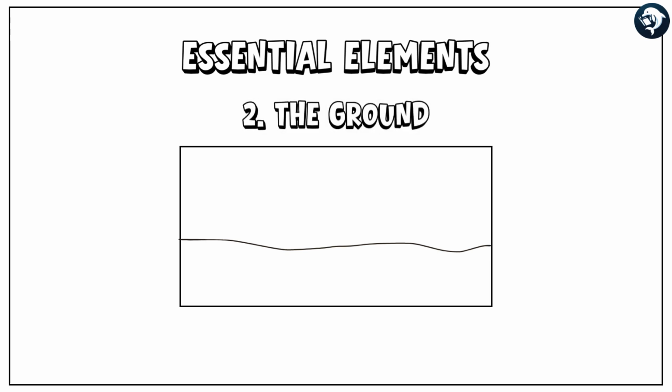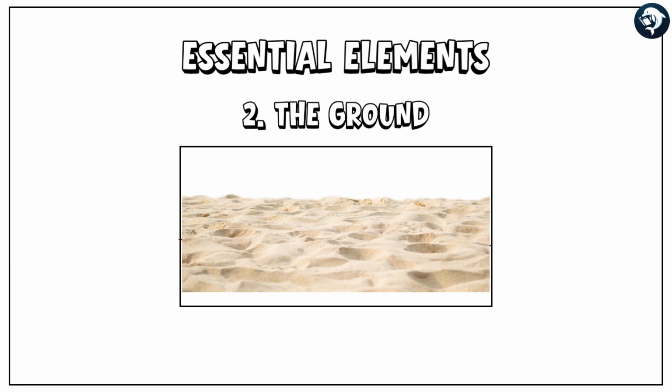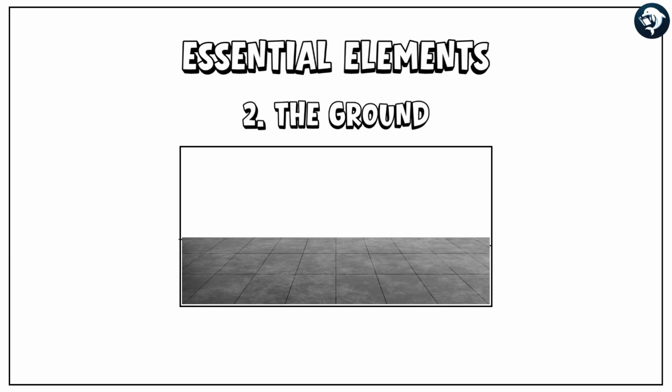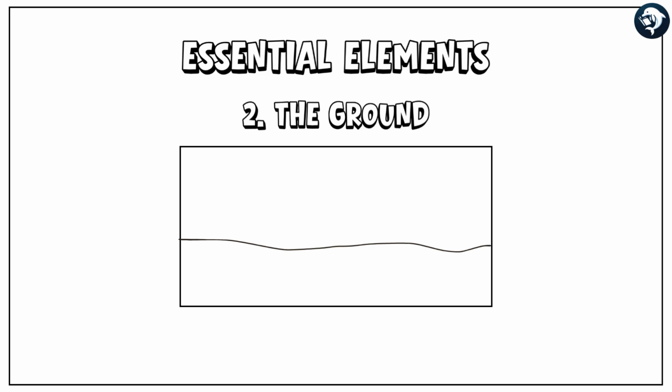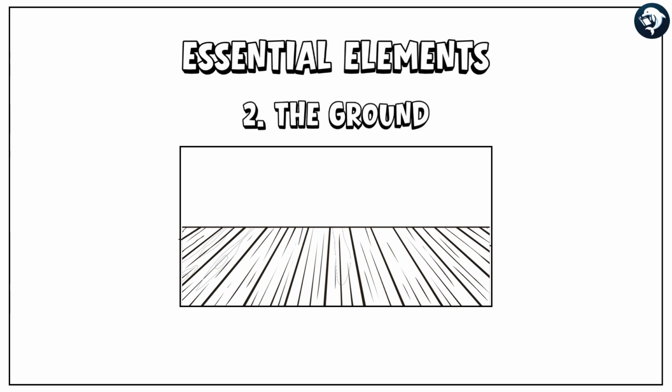The ground. Is it grass, sand, floor tiles? You don't need to draw every blade of grass. Just add a few simple marks or texture. Dots for sand, short lines for grass, straight lines for wooden floors.